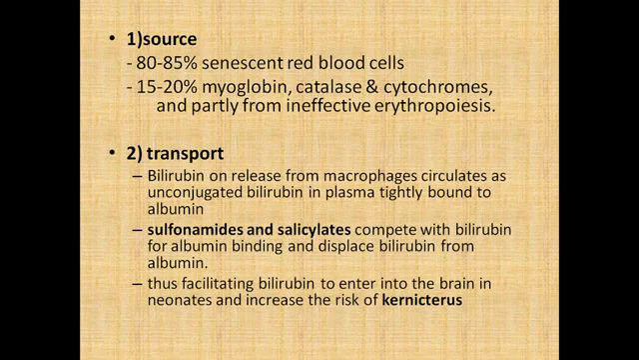Second step is transportation. Bilirubin on release from splenic macrophages circulates as unconjugated bilirubin in plasma, which is tightly bound to albumin. Some drugs like sulfonamides and salicylates compete with bilirubin for albumin binding and displace this bilirubin from albumin, and this facilitates bilirubin entering the brain in neonates and increases the risk of kernicterus.